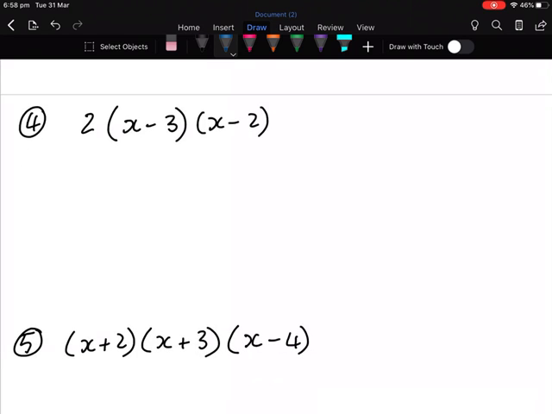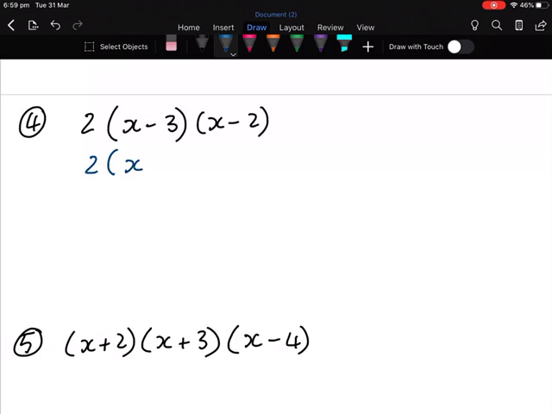Next one. Same thing, but we've got another multiplier sitting out the front. So we've got 2 times x take 3 times x take 2. It doesn't matter which way you do it, but you can either multiply the two binomials first and then multiply it all by 2, or you can multiply the first binomial by 2 and then multiply that by the other binomial. It does not matter which way you do it because when we multiply, it doesn't matter which order we do it. So for this one, I'll multiply these two binomials first.